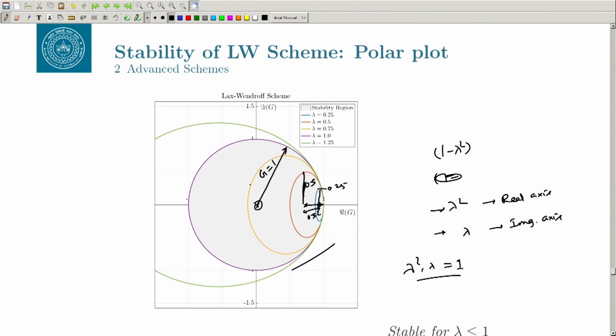In all other cases your amplification factor is less than 1. You can take anywhere here or anywhere here, it is less than 1. If you go to lambda greater than 1.25, you can see that now you have regions which are going outside that stability region, outside the circle, and in this case G is greater than 1. This again cannot be used.